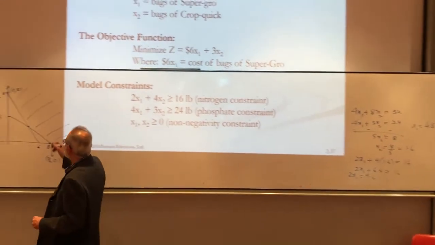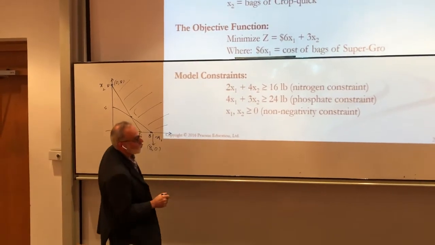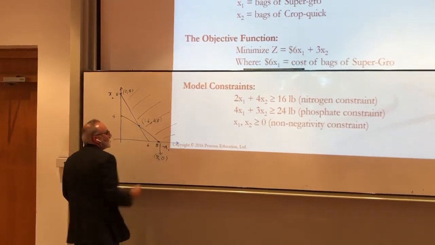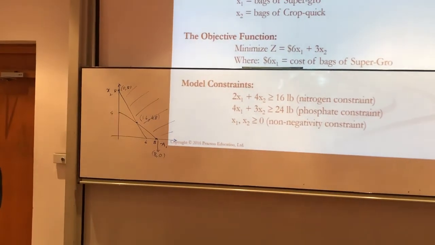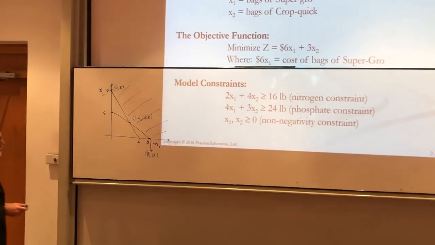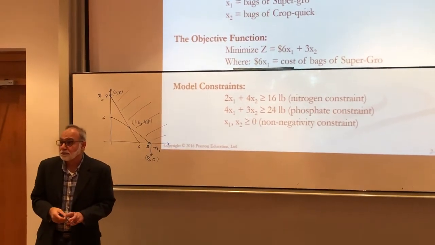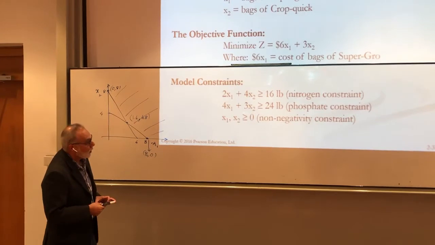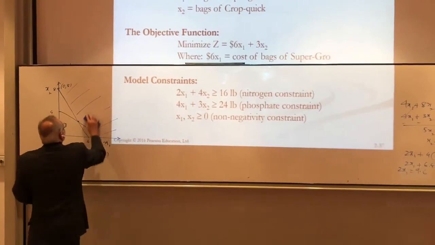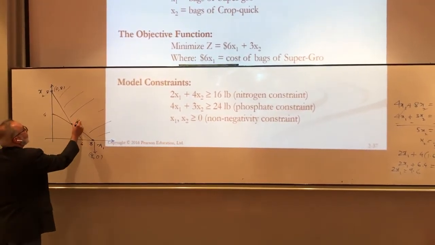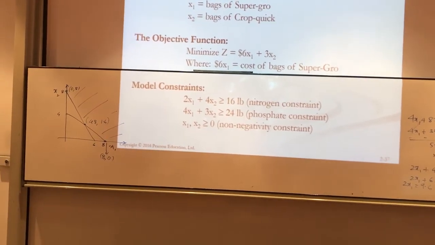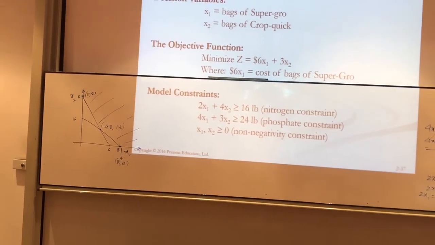These points are 1.6, 4... Huh? Something wrong? Oh, x1, I reversed it. So the point is 4.8 and 1.6. Alright.